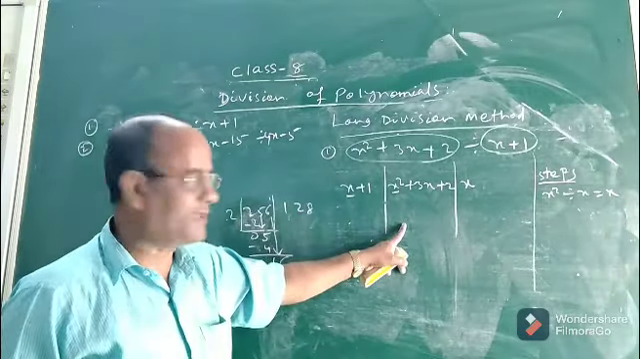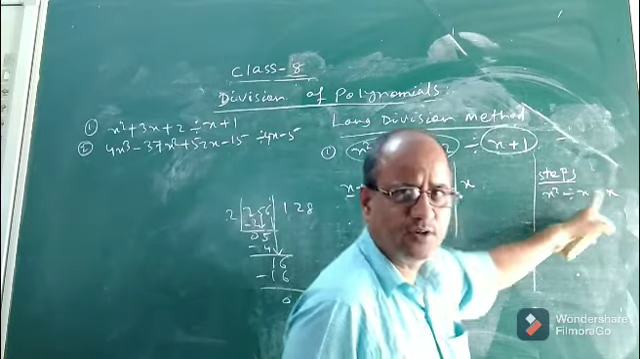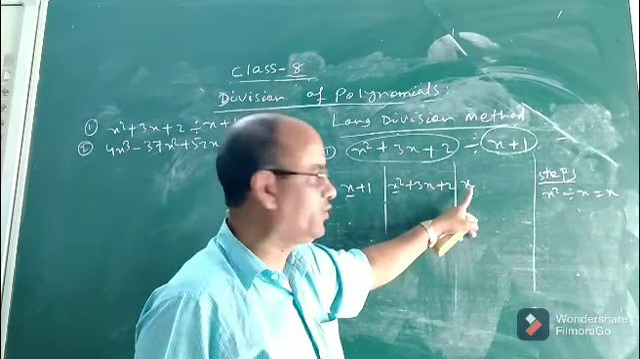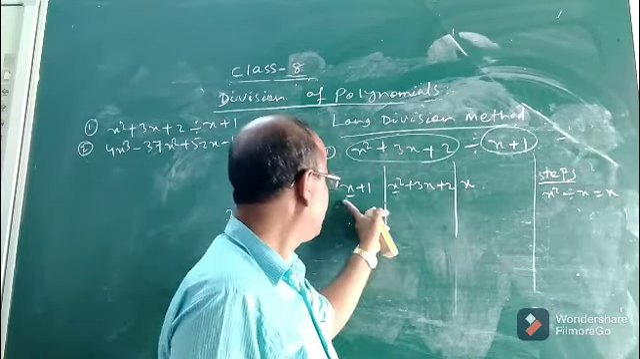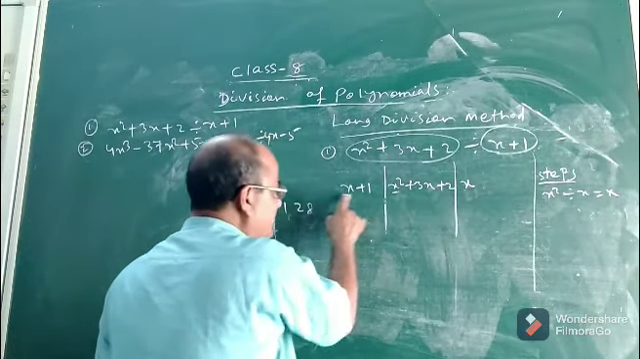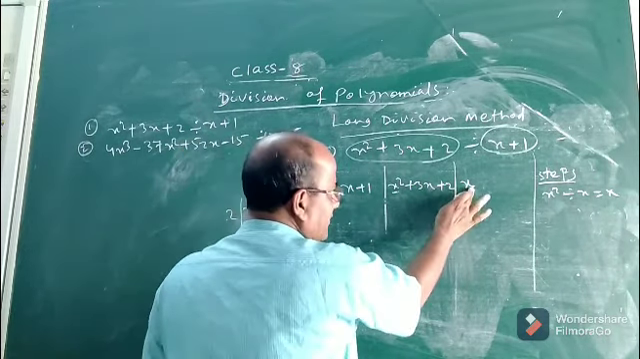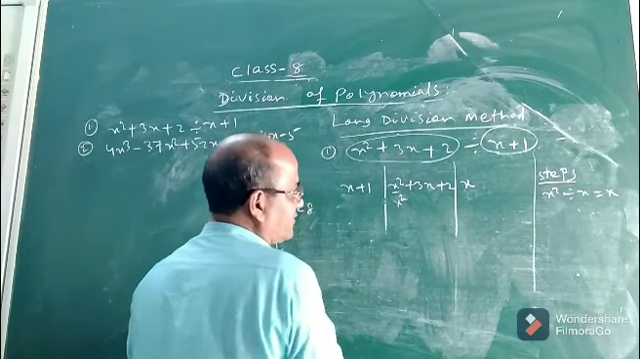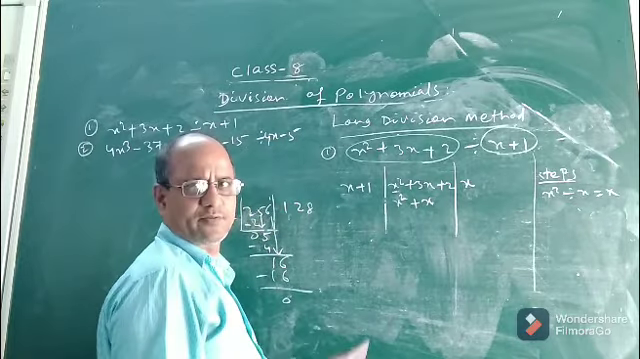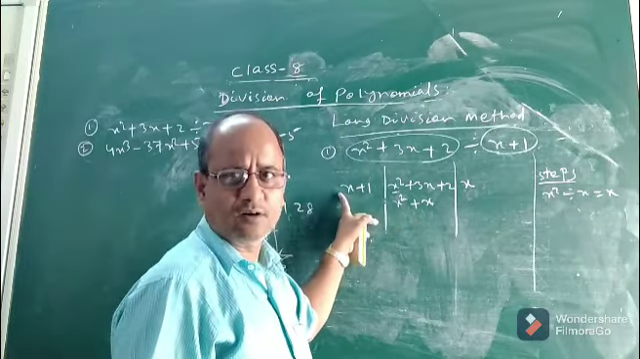The same thing we will apply here also. First, this term divided by this term gave you x. So write x in the quotient column. Then, what will you do? Multiply this x by the whole binomial, I mean the divisor. This x must be multiplied by each term of the divisor. That means x multiplied by x, what will be the answer? x square. x multiplied by plus 1 is plus x. So you multiply x by x as well as 1, that means each term of the divisor.